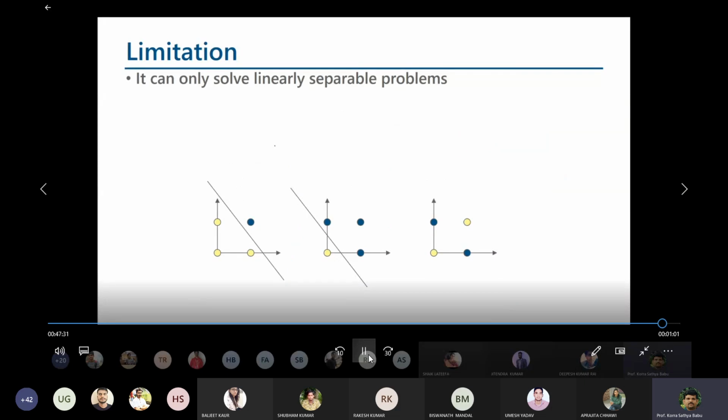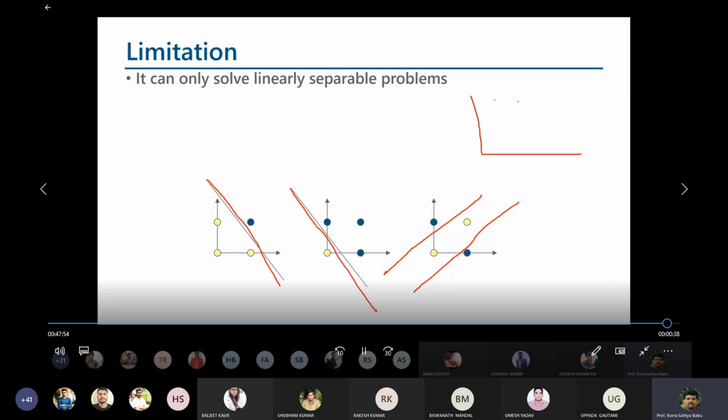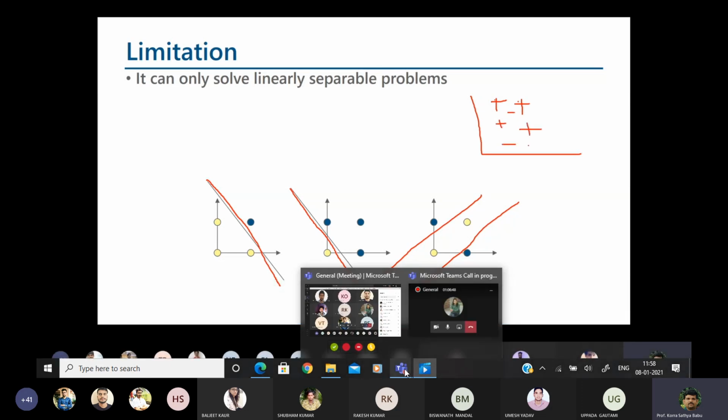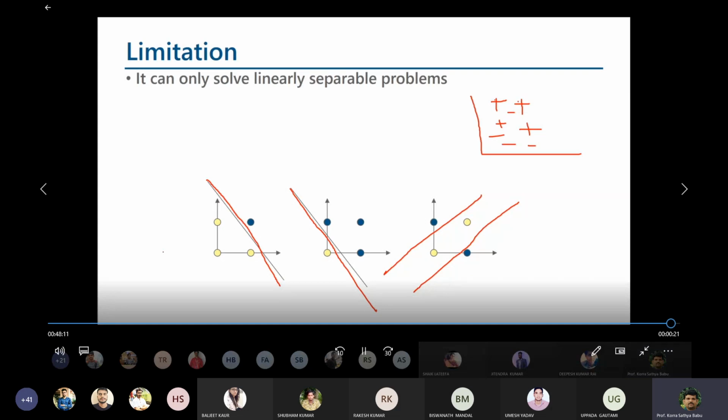The limitation is that it can solve linearly separable problems. This is linearly separable. This is also linearly separable. This is also linearly separable. You can solve this type of problems, but you cannot solve problems where this is plus, this is plus, this is minus, this is plus, this is plus, this is minus, this is minus, this is minus. You may not be able to solve this type of problems.